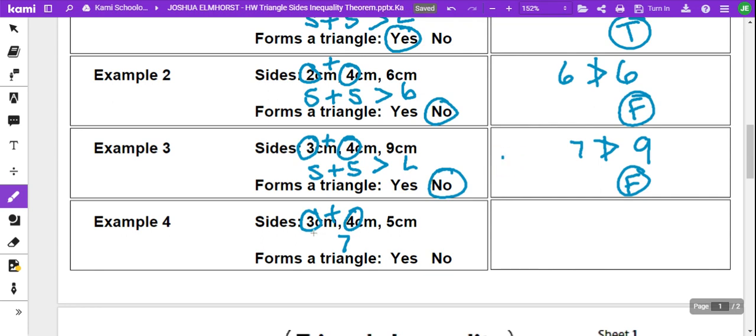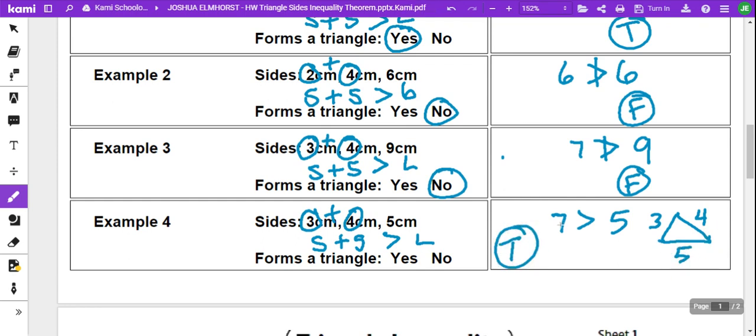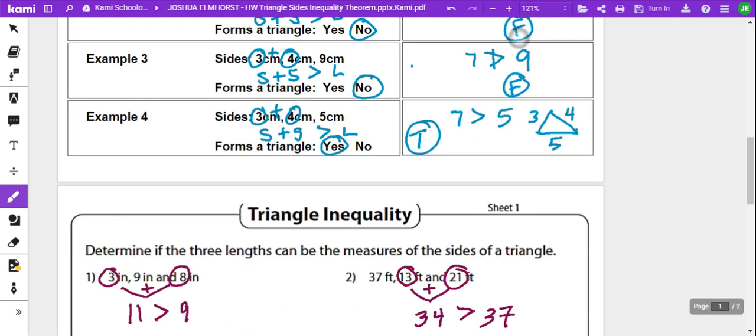So we're going to compare short side to short side. Add the short sides and compare it to the long side. So that's going to be 7 is greater than 5. So when you use 3 and 4 with 5, then yes, it will form a triangle. 3, 4, and 5, that would work. So this is true. 7 is greater than 5, so yes, it will form a triangle.